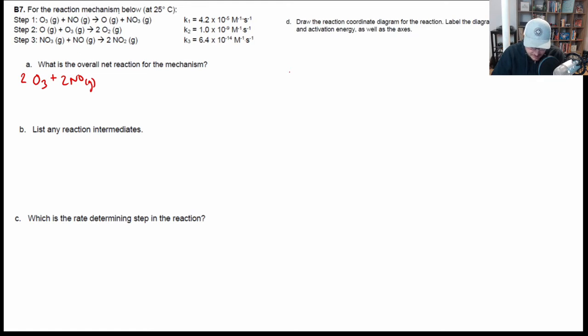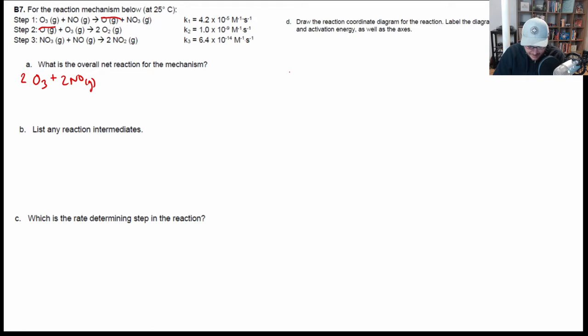The next thing, looking right here, is that oxygen atoms are produced, and then in the next step they're consumed. So you would consider that to be an intermediate. So the oxygen atoms are not part of the overall reaction, because they're produced and consumed. They're intermediates.